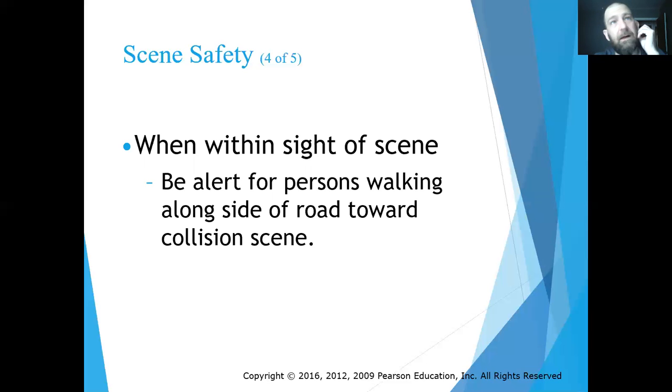Be careful. When there's accident scenes, lots of times people like to gather. So there may be people in the road, around the road. There may be people trying to help on the scene. So be alert for people that could be walking in and out of the scene there.